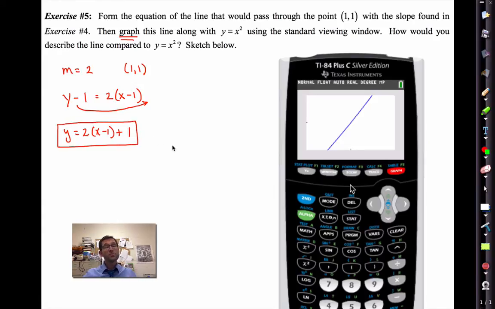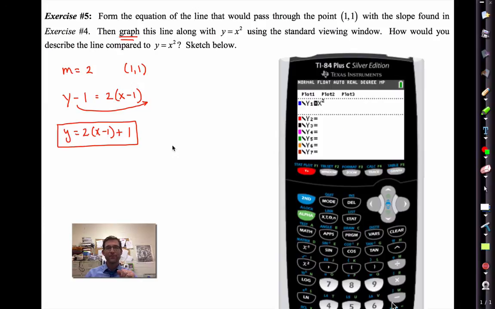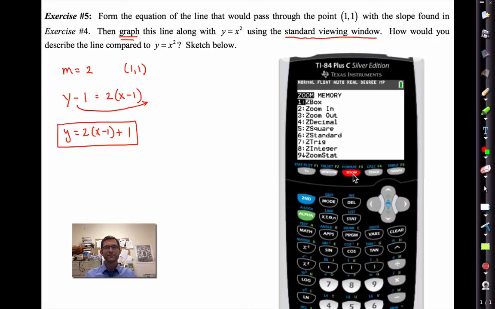All right, so let's put that now into our calculator and see what it looks like in the graph. So let's hit y equals. Obviously, in y1, we still have x squared. In y2, I'm going to put in 2 parentheses, x minus 1, parentheses, plus 1. If you want to turn that into y equals mx plus b form, you certainly can, but you don't have to. All right, that's in. My parabola's in. Now I want to look at it in the standard viewing window. So that's just zoom standard. So let's go up to the zoom. And now let's go zoom standard.